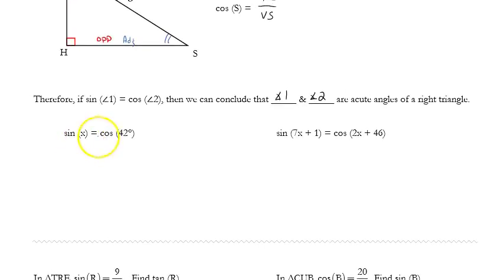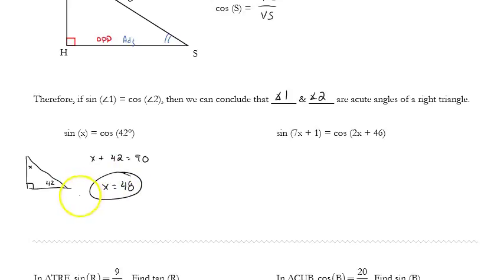The sine of x is equal to the cosine of 42. I'm setting the sine of an angle equal to the cosine of an angle that looks like this. We have a right triangle, one angle is x and one angle is 42. Triangle sum theorem: we know that x plus 42 equals 90, and we can go through the algebra to solve for x. A very common mistake here would be to just set these equal, but again, these are not equal. They are the acute angles of a right triangle.